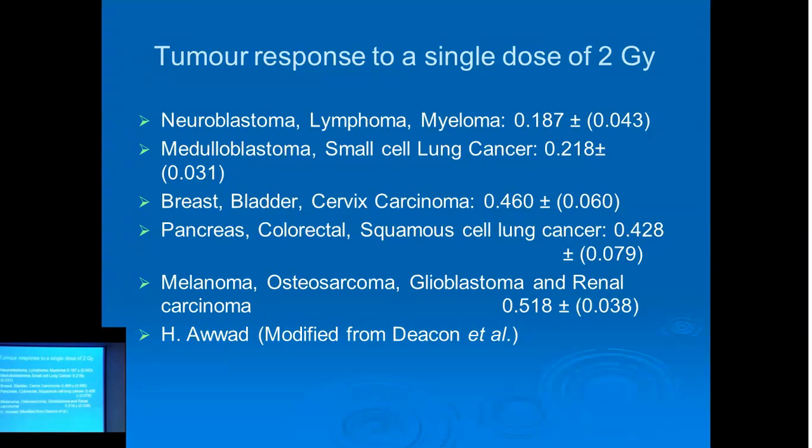Whereas there are resistant tumors in which only about 0.5% of the cells are killed. And in between there are others, so it is an increasing radiation resistance. These are the most sensitive groups.